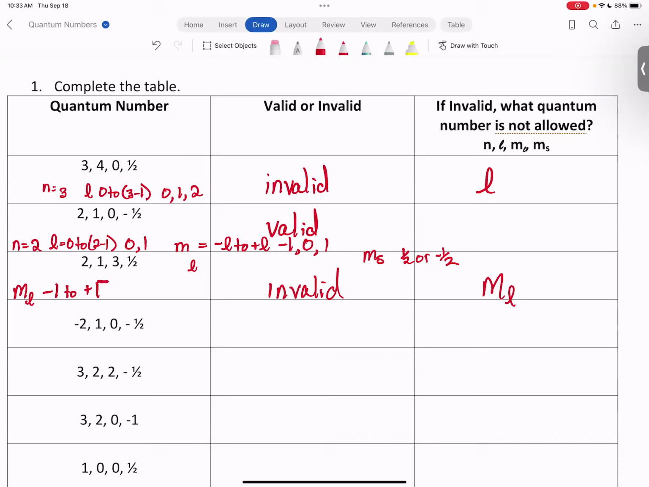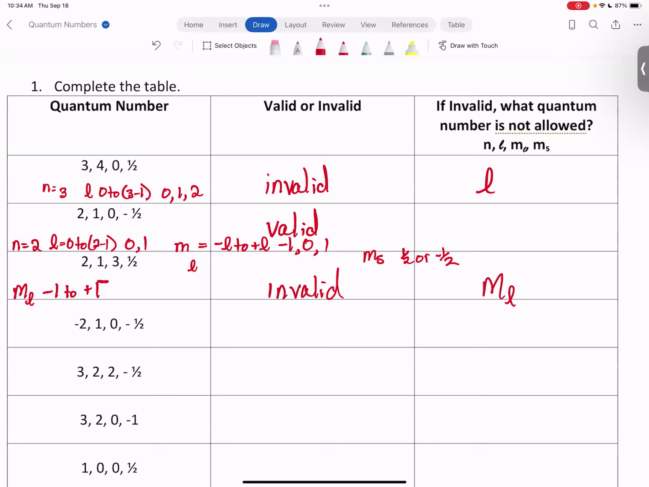How many people say it's valid? How many people say it's invalid? Majority say it's invalid. That is correct. Was it valid or invalid? It's invalid. It has to be a positive whole number.